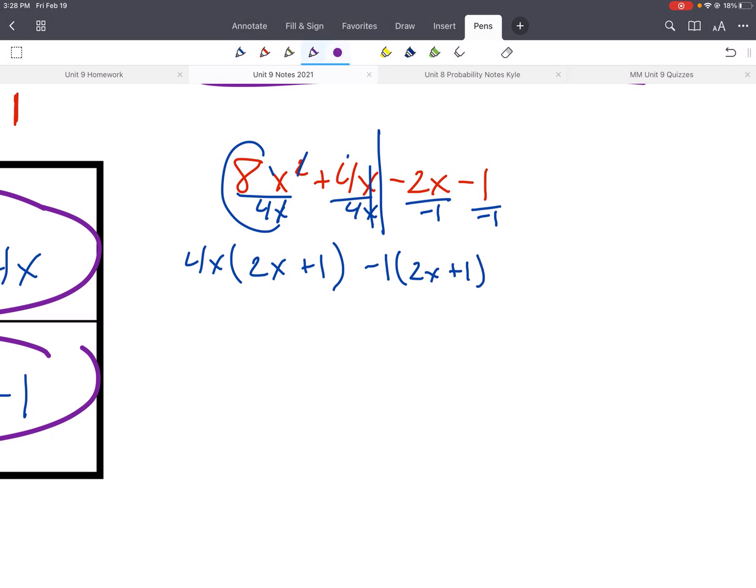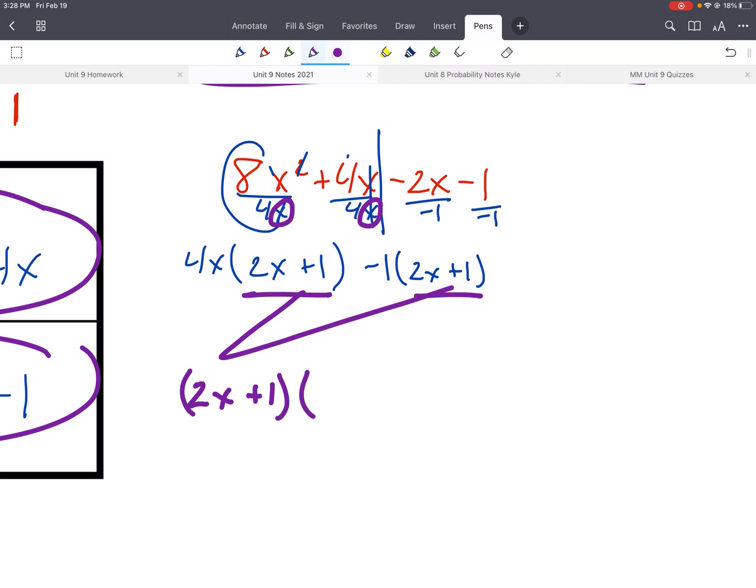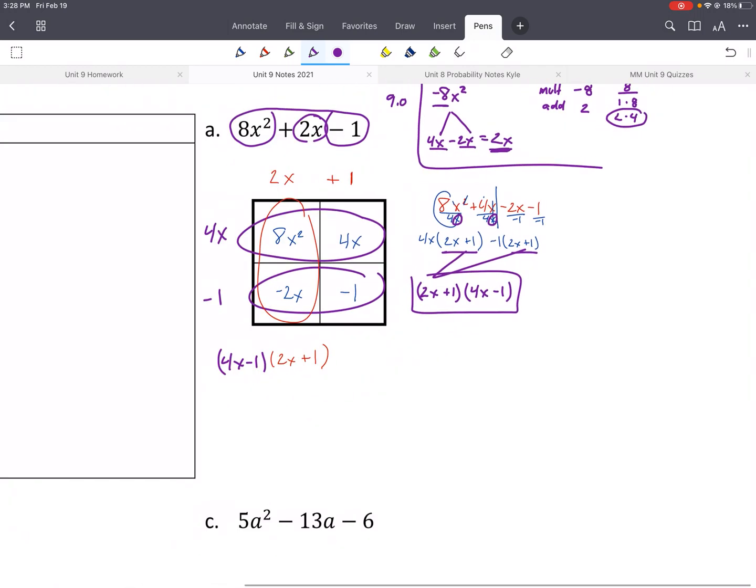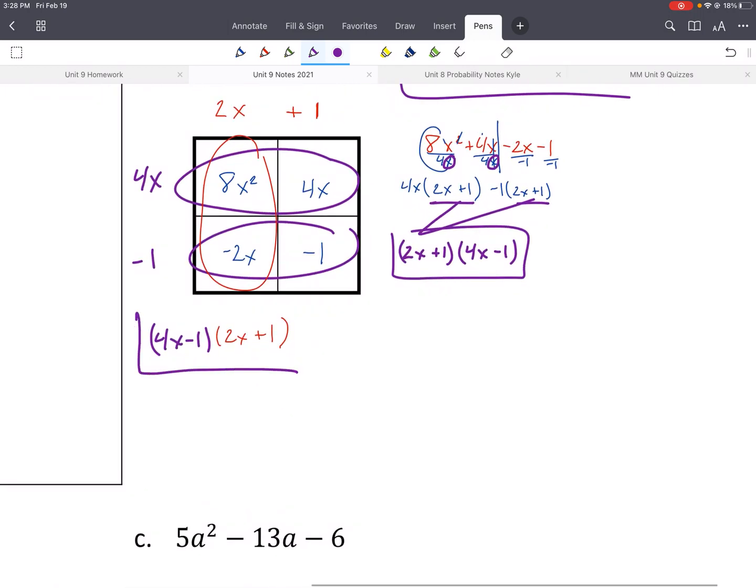If you notice again, what's in those 2 parentheses has got to be the same, and they are. And just like we took an x out from both of these terms, we can do the same. We can take that out in the front, 2x plus 1, and then we write down what's left behind, which was the 4x minus 1. Again, you notice they're the same. Either way, you get the same thing.